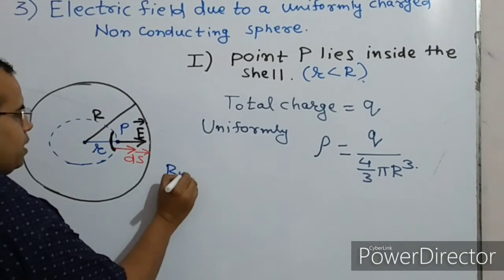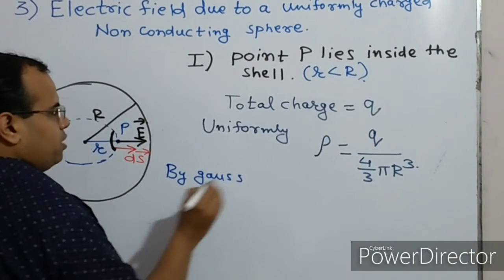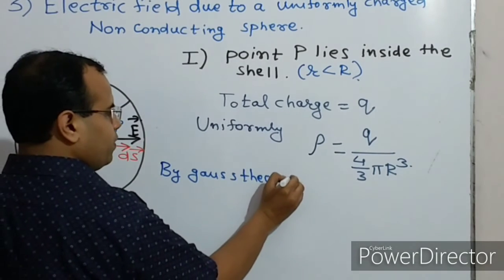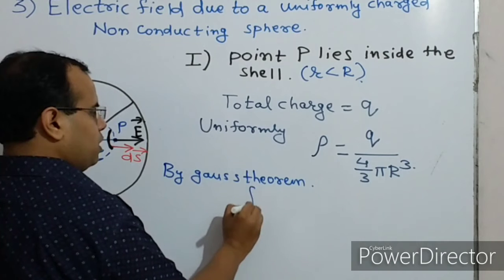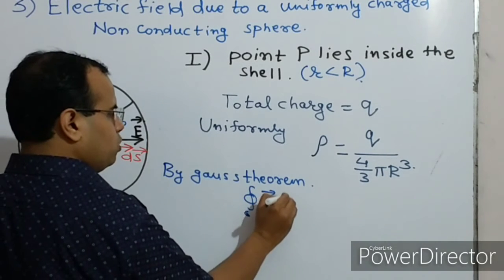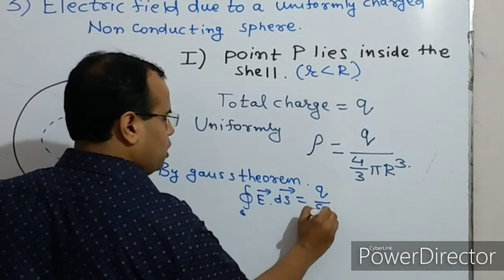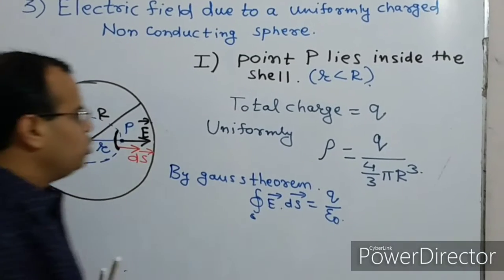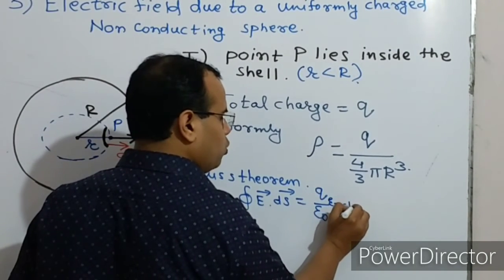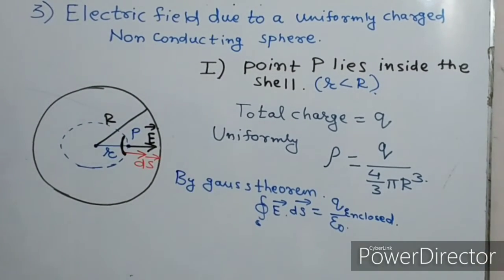Now if we apply the Gauss theorem, you can write by Gauss theorem that closed surface integral E vector dot ds vector is equal to q upon epsilon naught. Do remember that here, when we write q upon epsilon naught, this q stands for q enclosed.